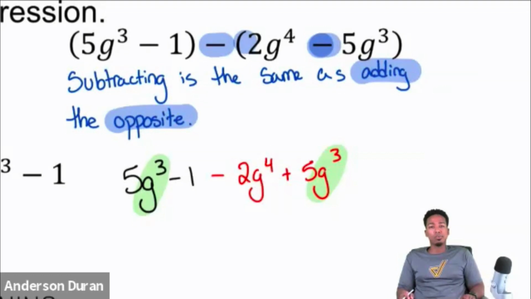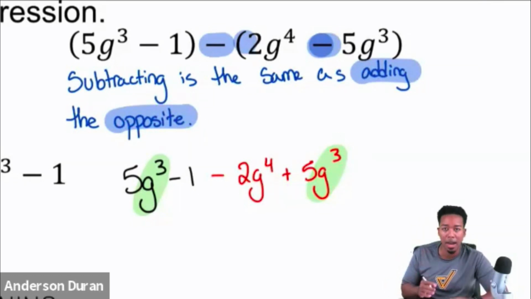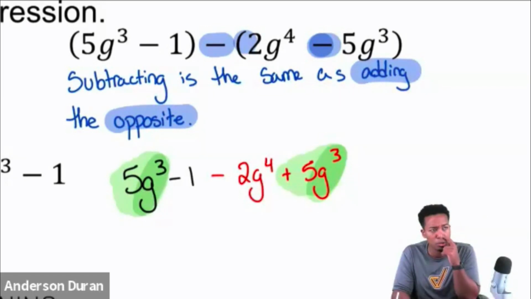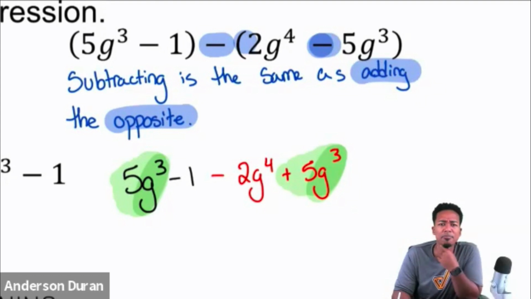And so does anybody here look at this and think, well, they're not right next to each other. Can we still combine them? The answer is yes. The answer is absolutely yes. We can still combine them, even though they're far away. Just make sure to bring the same sign. We have a plus right here. So what we're going to do is we're adding this and this together. Bring the sign with it. Everybody, 5g cubed plus 5g cubed. What's that going to be?